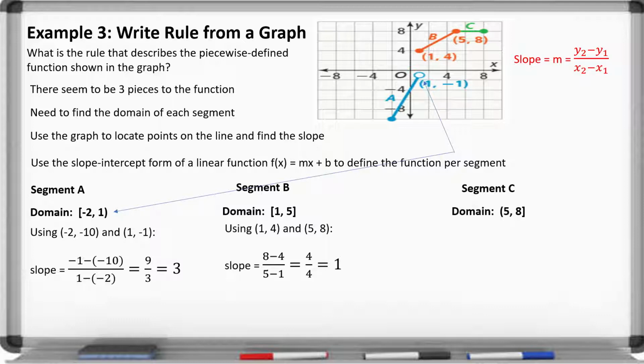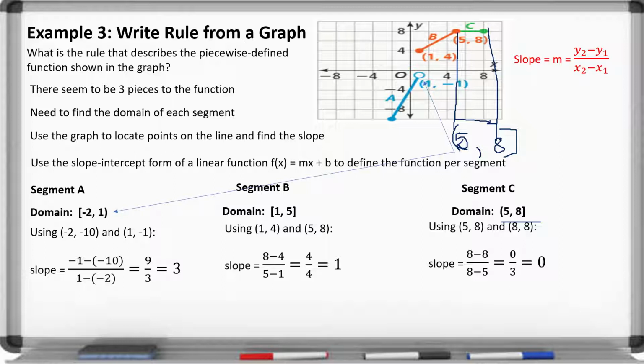Now let's look at segment C. So the segment C starts from here to here, which is an x value of 5, x value of 8. So what I'm going to do is leave this open only because it's already closed for B, so I'm going to open it for C, comma, and then this part is clearly going to be closed for C, so I'm going to put 8. So that's how we get this domain.